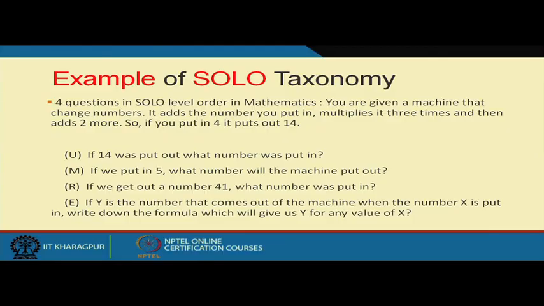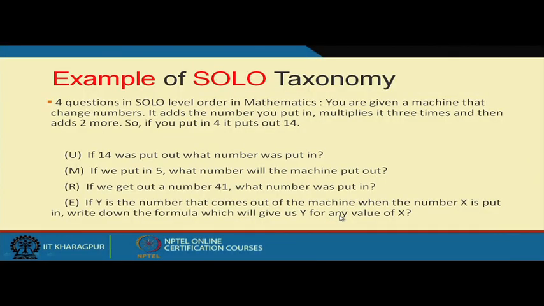But the relational, if you get out the number 41, what number was put in? This outcome is 41. So, what number did we put in? You are using the relational concept. So, that is the relational level. So, you put 13, that is why this is 41. But if y is the number that comes out of the machine, when the number x is put in, write down the formula. In that case, y equals 3x plus 2. So, you are developing an equation. So, it is that extended abstract concept.